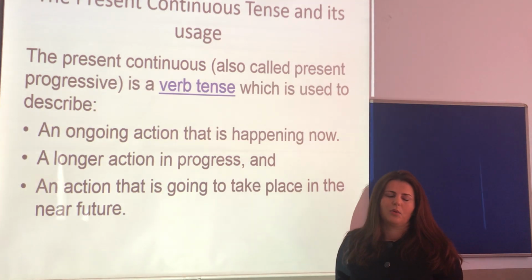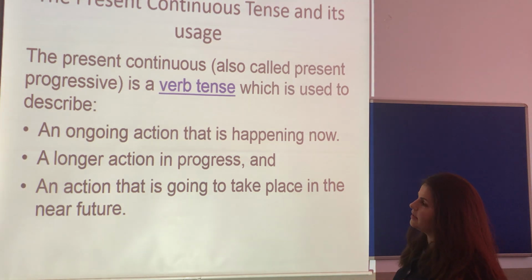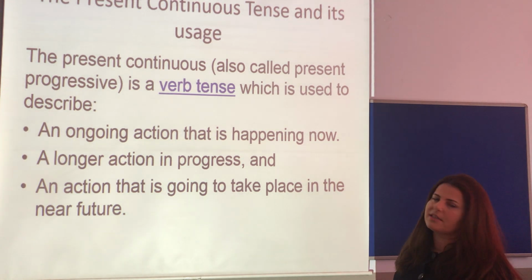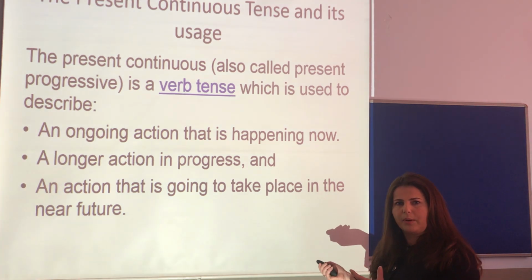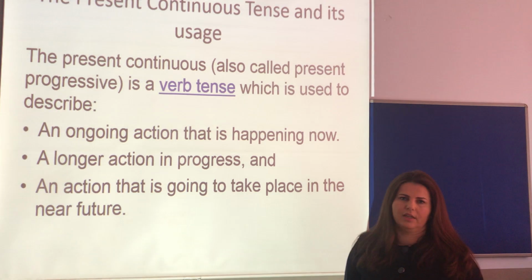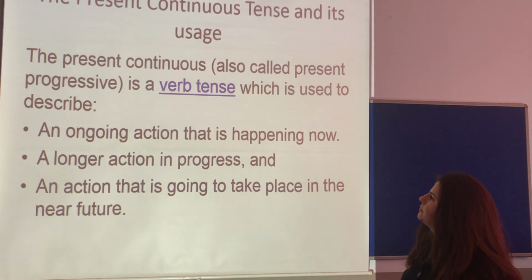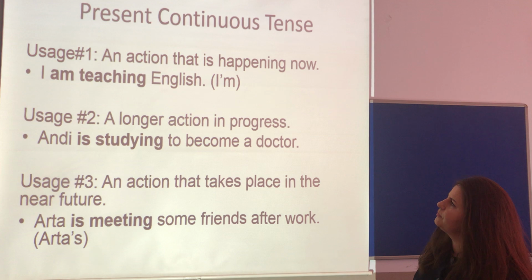Now, the question is, when do we use present continuous tense? We use present continuous tense to describe an action that is happening now, an action in longer progress, and an action that is taking place in the near future. To understand all these three usages, I put an example for each.